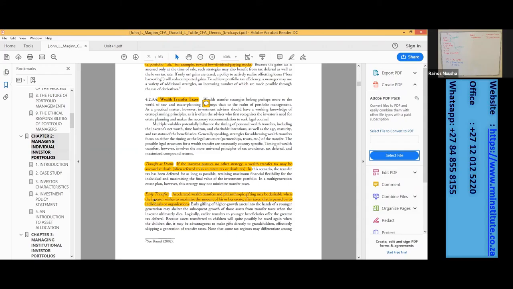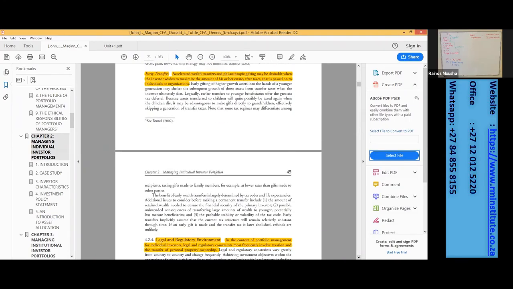Then there are also other transfers that can happen, where they say accelerated wealth transfers or philanthropic gifting may be desirable when the investor wishes to maximize the amount of his or her estate, after taxes, that is passed on to individuals or organizations as well.